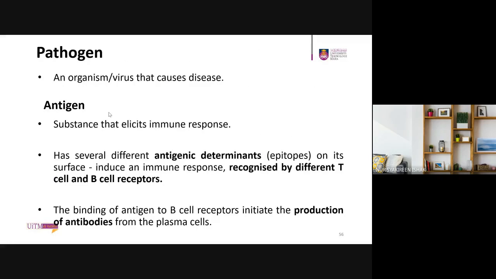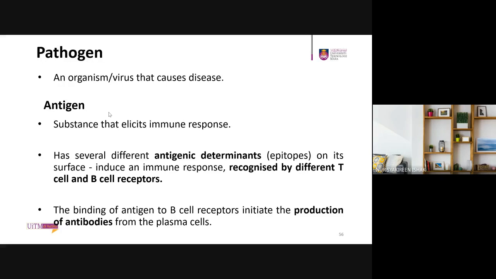Okay, so now we are going to look at the definition. So pathogen tadi lagi kan. So what is pathogen? So pathogen is an organism or virus that can cause disease if it enters into your body. Okay, so antigen is a substance that elicits immune response. Dia akan trigger your immune system to respond to that pathogen. Okay, so the antigen, it belongs to the pathogen lah.